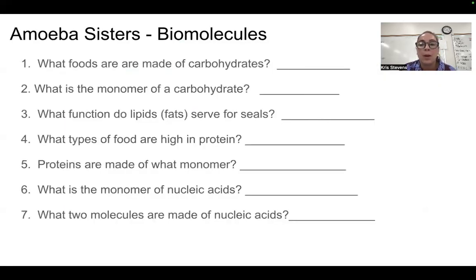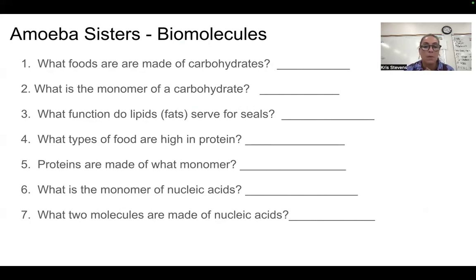What foods are made of carbohydrates? I'll give you a second. Sugars. What's the monomer of a carbohydrate? Monosaccharide. What's a monosaccharide? Let's say monosaccharide. Disaccharide. What function do lipids, fats serve for seals? What do they do? Reserve. What types of foods are high in protein? Meats, nuts. Proteins are made of what monomer? Amino acid.